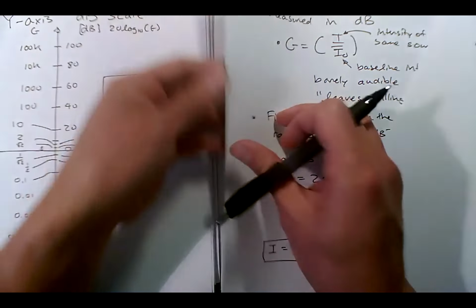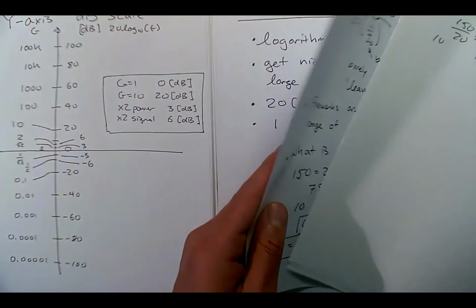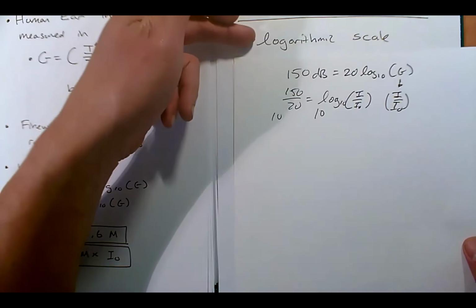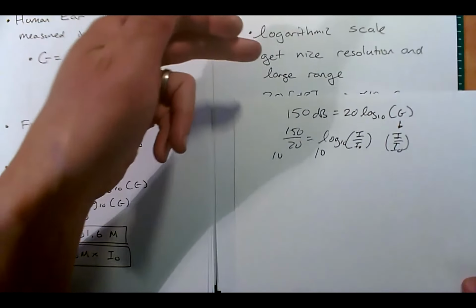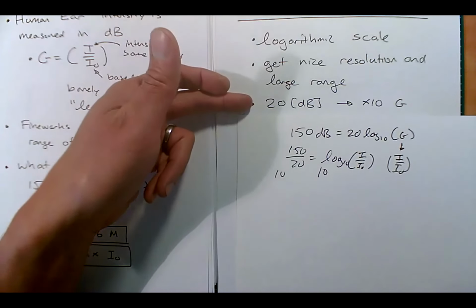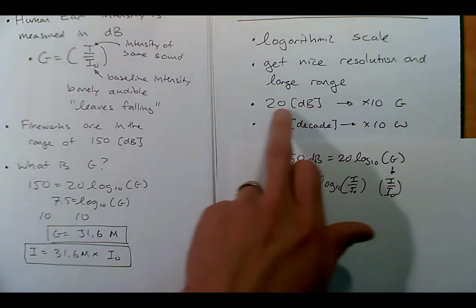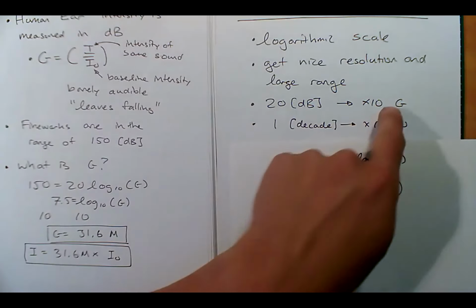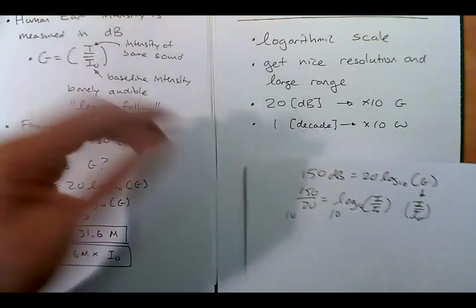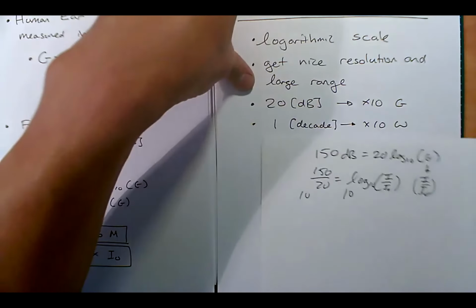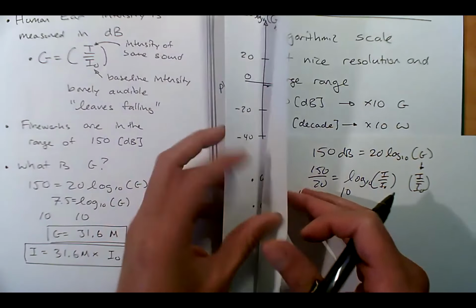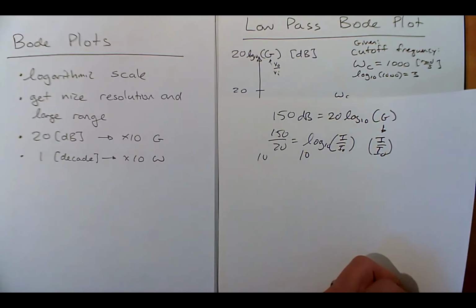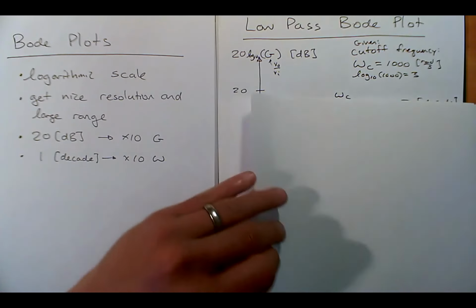All right, let's go back to what we call a Bode plot using the dB scale. We review the logarithmic scale: we get nice resolution and a large range. Every time you see 20 dB, it means a factor of 10 for G. You see 40 dB, it's 100. You see 60 dB, it's 1,000, and so on. One decade is every 10 in omega. Good. So if we look at a low pass filter, this is what a Bode plot might look like.